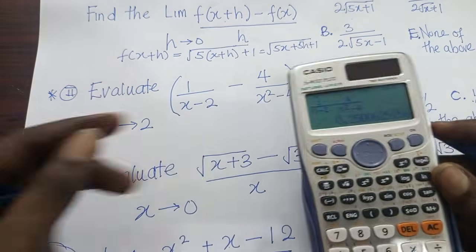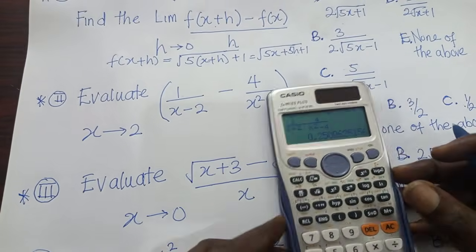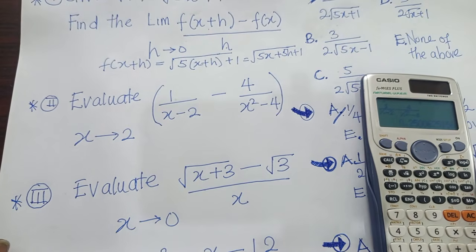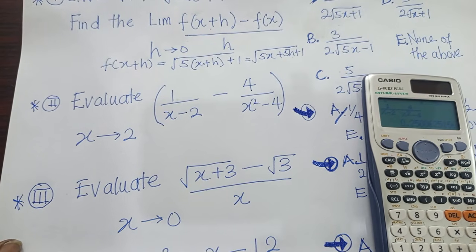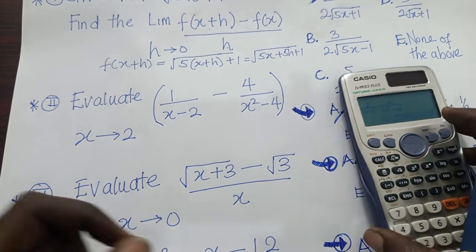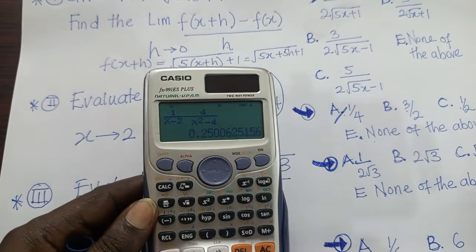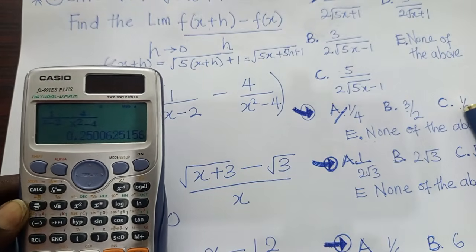Let's move to question number 3 quickly. So question number 3 is evaluate square root of x plus 3 minus square root of 3, divided by x, as x approaches 0, tends to 0. That is number 3 for us. Now let us solve this number 3.